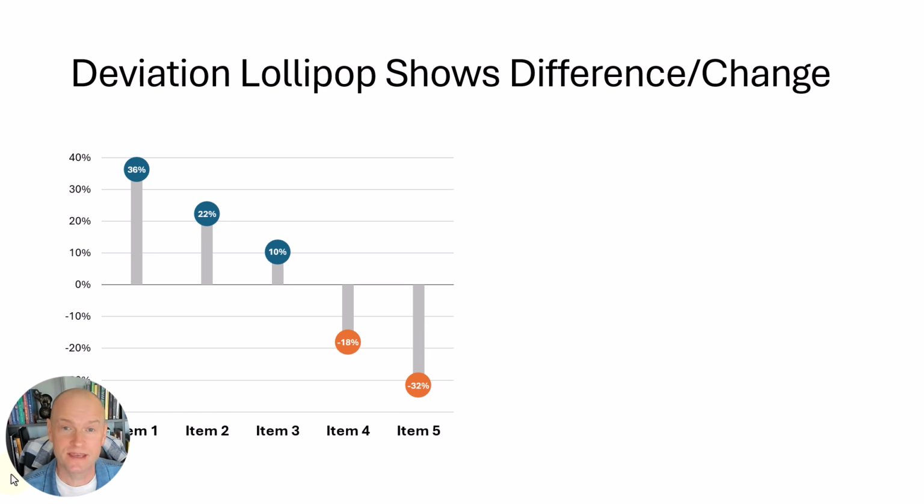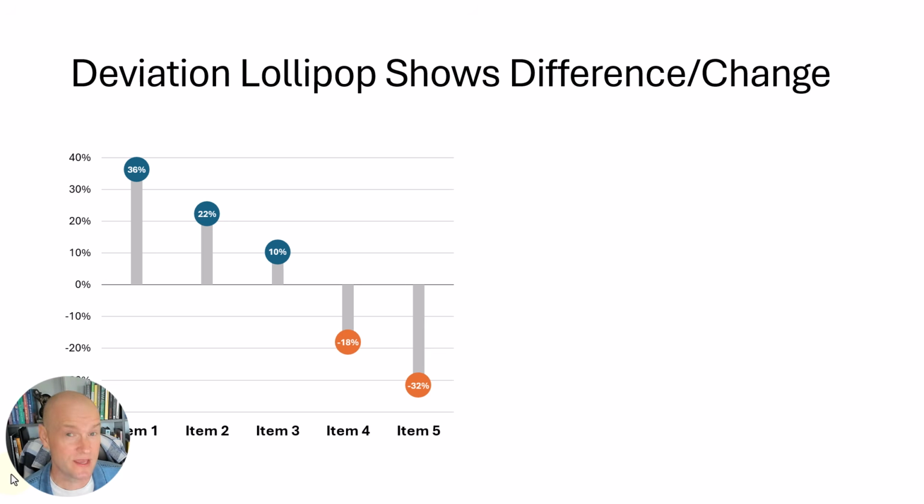She asked me if it was possible to take a chart like this. This was a deviation lollipop chart, a vertical lollipop chart that she sent me. And she said, is it possible to flip this on its side so that it is a horizontal lollipop? And how easy might it be?